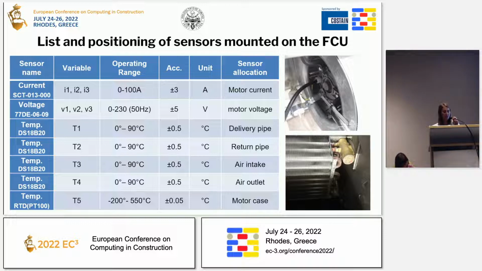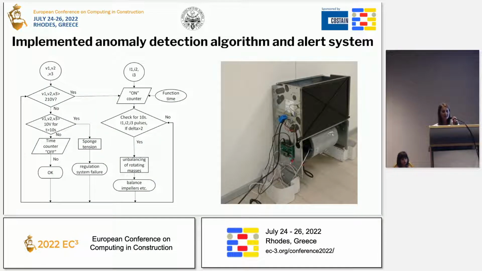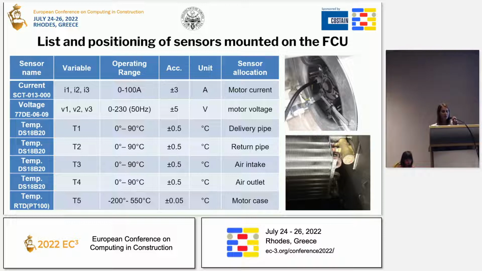Temperature sensors T1, T2, and T4 on the FCU monitor the temperature of the lever and return pipes, as well as the air intake and condition temperature, which should be between 0 and 90 degrees Celsius. T3 is in charge of monitoring the air temperature in the 0 to 50 degrees Celsius range, whereas T5 is attached to the motor casing and measured in the 0 to 100 range. The figure shows voltage, current, and temperature sensors attached to the FCU unit.